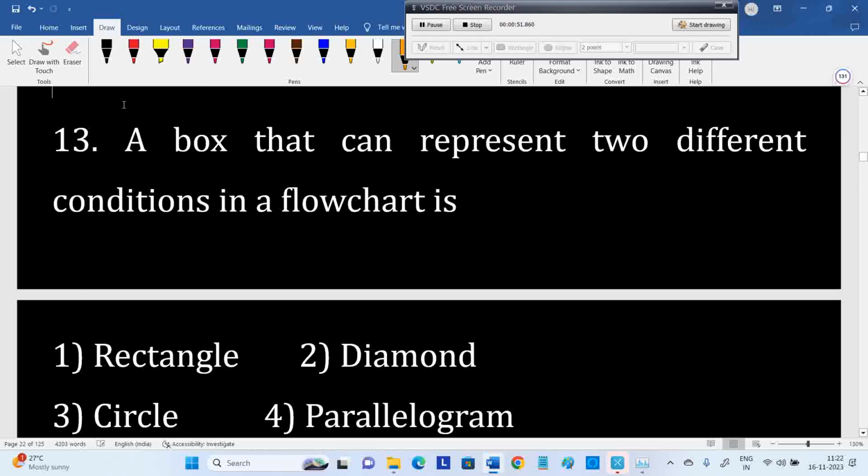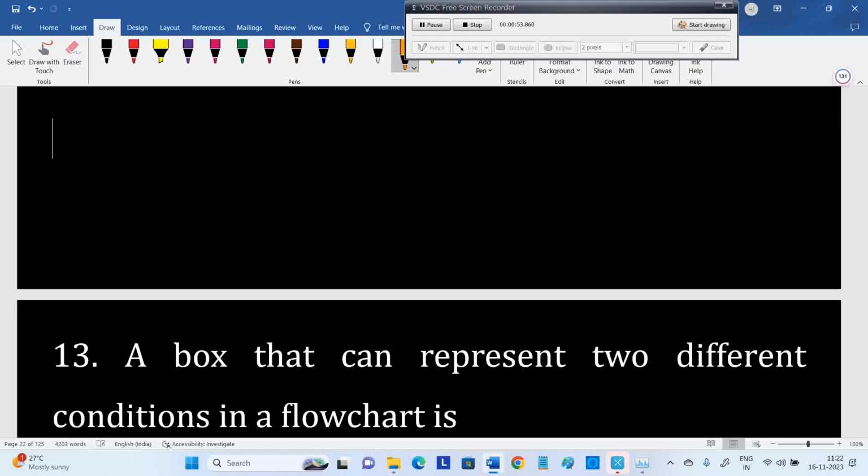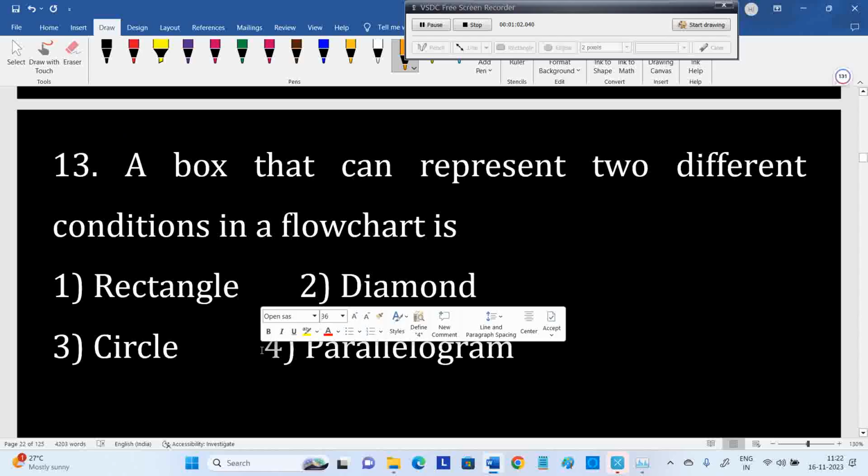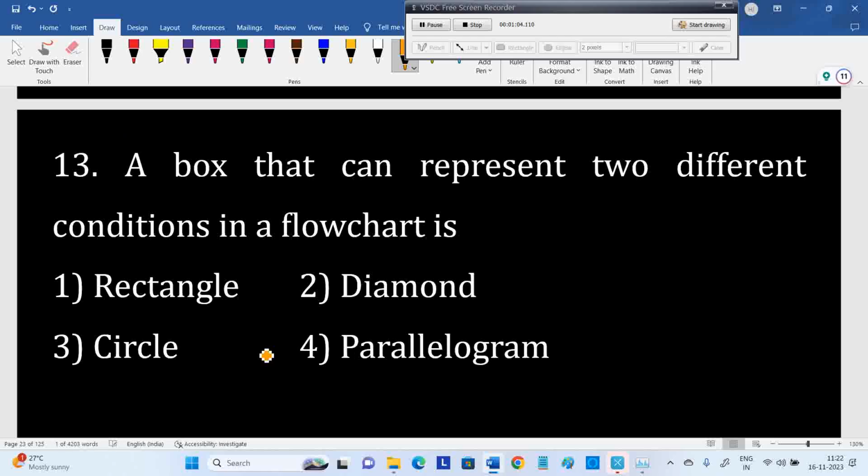Now see again, flowchart. As already mentioned, we are expecting three questions. A box that represents two different conditions in a flowchart is which one? Diamond. So that's the one. Hardly will you take 10 seconds. In the previous flowchart, you needed to do all the steps, updating all box numbers and so on. But this is a bit easy. They have given a theory question. Hardly will people take 10 seconds to solve this.